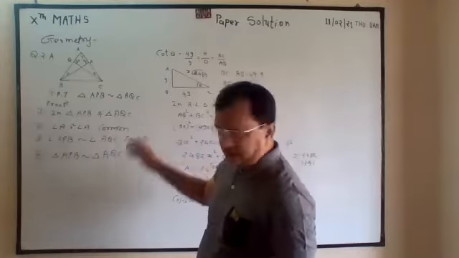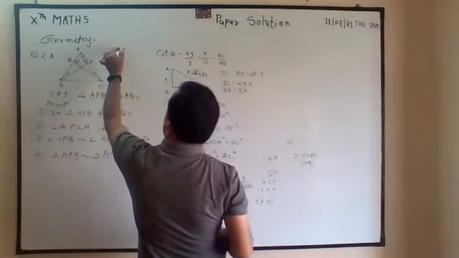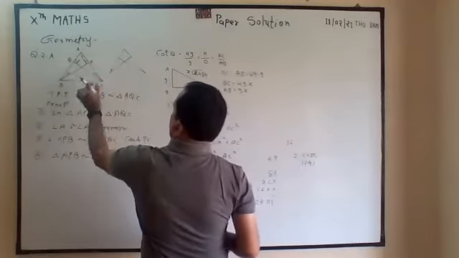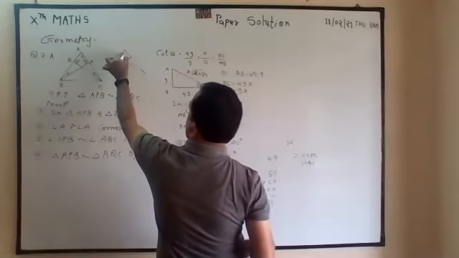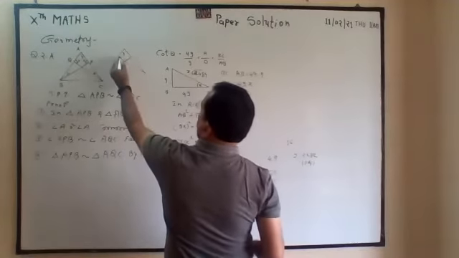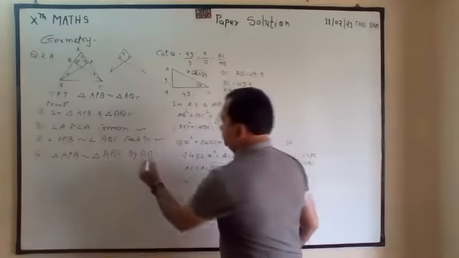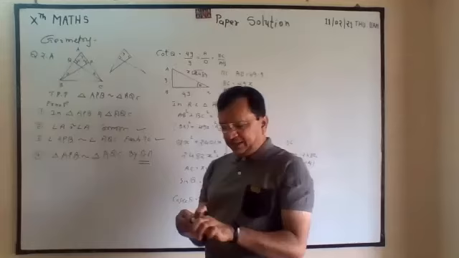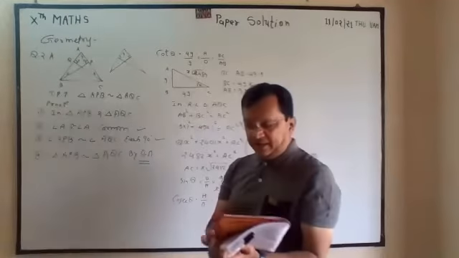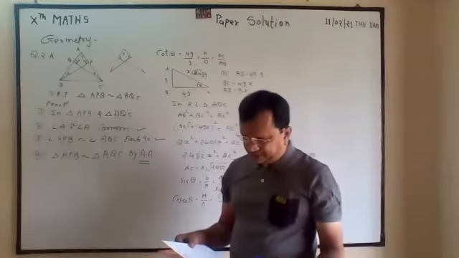So you can draw them separately. In this triangle and this triangle, this angle is common, and 90-90 is also in both. So by the AA test, both the triangles are similar, not congruent. So AA is a similarity test, not a congruence test.